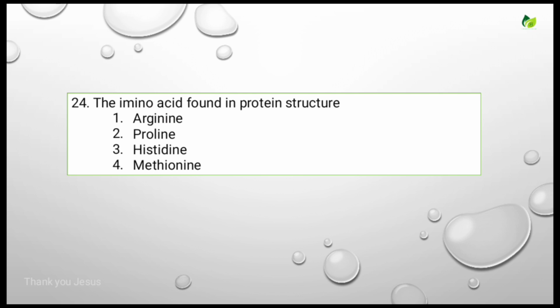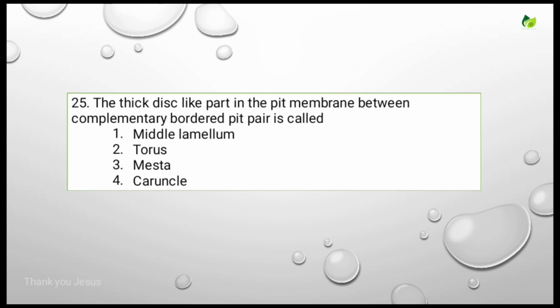So the amino acid found in protein structure. So options are arginine, proline, histidine, methionine. First you have to understand the question. So amino acid, what is amino acid? Depending upon the chemical nature, chemical structure, amino acids are classified into six different classes. So among them, proline is containing imino group. That's why proline is called as amino acid. That means it consists NH group. Okay, so that's why it is regarded as amino acid, proline. Let's see the next question.